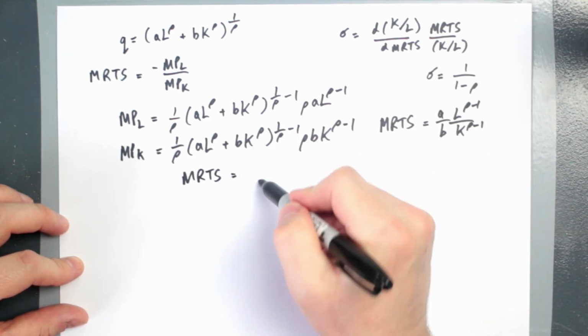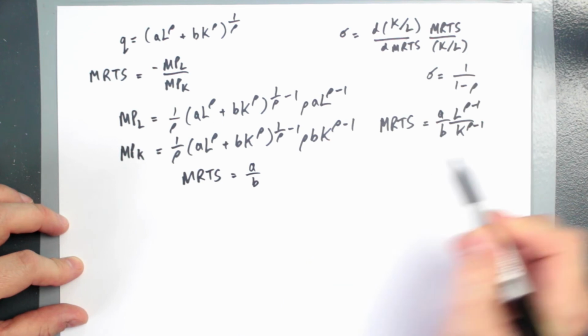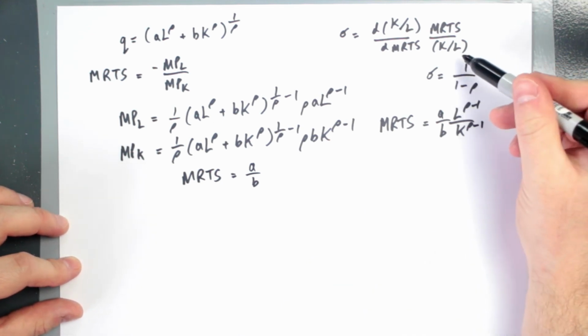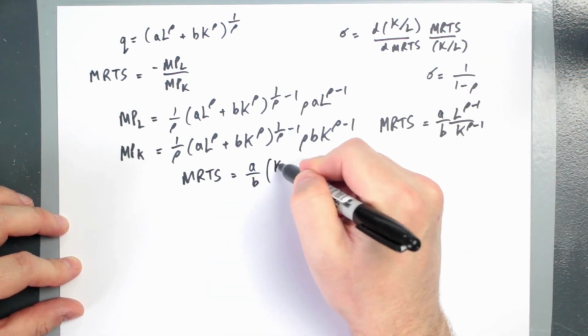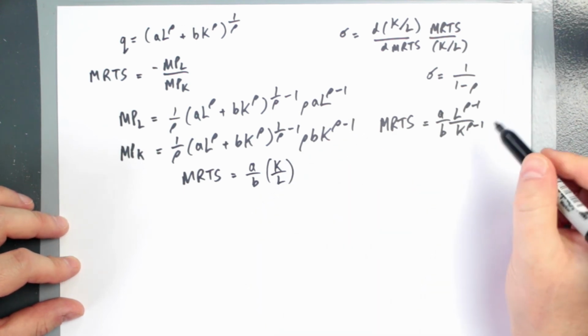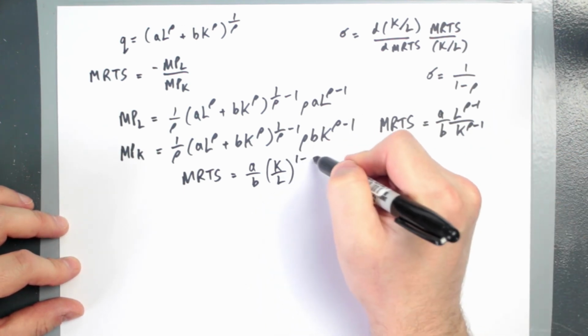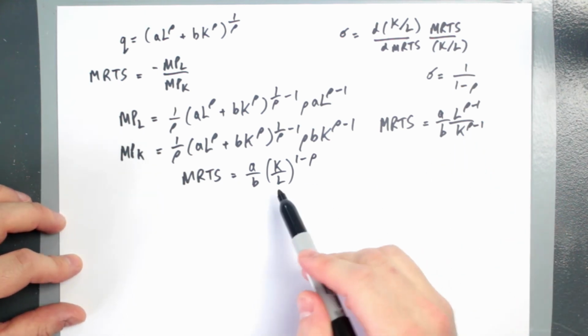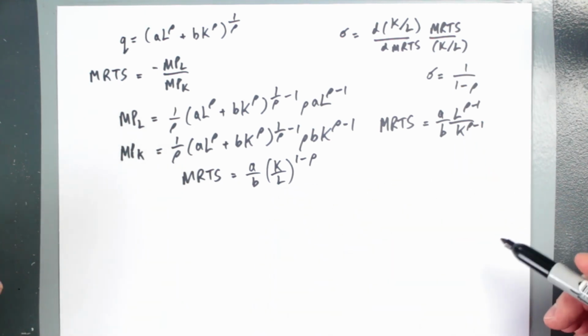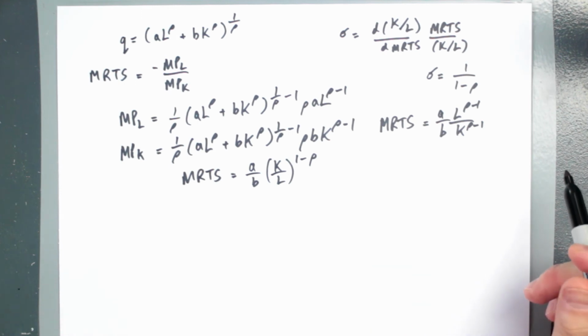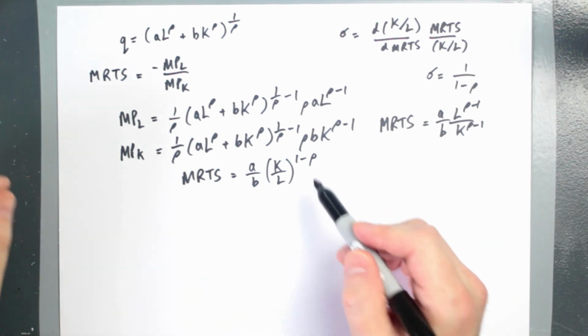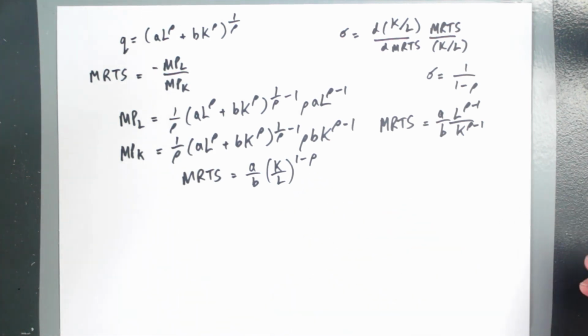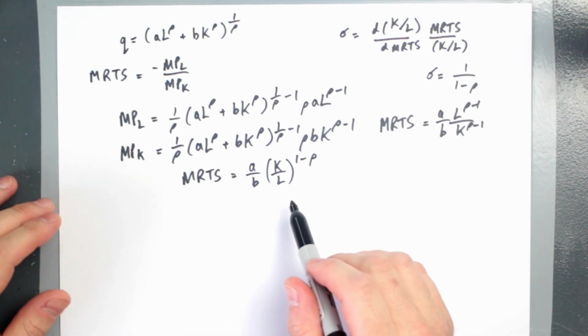We could also write this as A over B. Now we're interested in this capital labour ratio, so maybe we should write it as K over L to the power 1 minus rho. You can check that this is the same. I've just gathered some terms together and inverted that bracket, which means taking it to the power minus 1. So now we've got this expression.